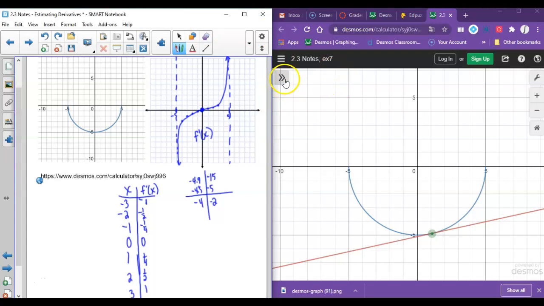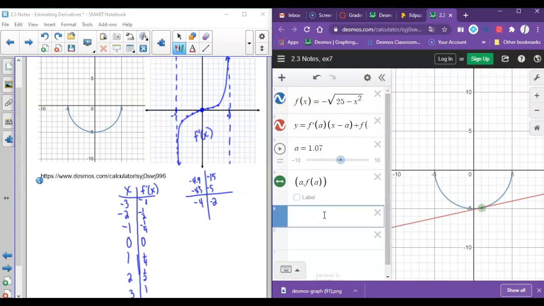And let's see if it'll graph it for me. I think it will. Desmos is so cool. I don't know if it will. Let's check it. F prime of x. Look at that. Desmos will just graph it if you type in f prime of x. Isn't that cool?